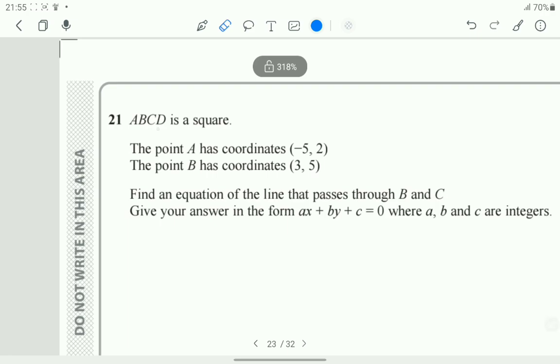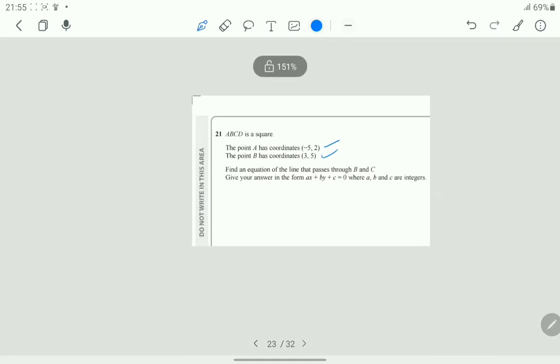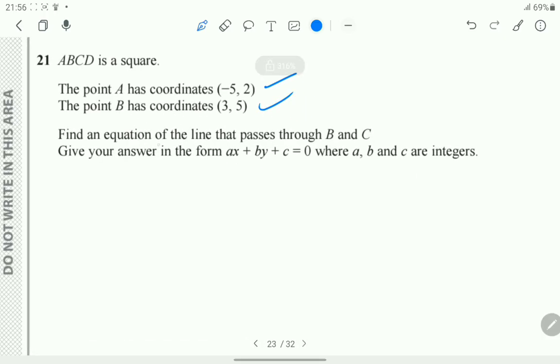Okay, boys and girls, we are at question 21. ABCD is a square. The point A has coordinates 5, minus 5 and 2. The point B has coordinates 3 and 5. Find the equation of the line that passes through B and C. Give your answer in the form ax plus by plus c.